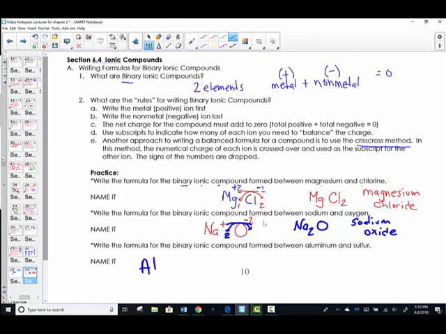Aluminum, Al, is its symbol, and we know it carries a plus 3 charge, with the element sulfur, who carries a minus 2 charge. Since it's not electrically balanced, we know to take the number and crisscross, bring them around and down. And our compound becomes Al2S3. 2 units of a plus 3 electrically balance 3 units of a minus 2 to create a compound called aluminum sulfide.